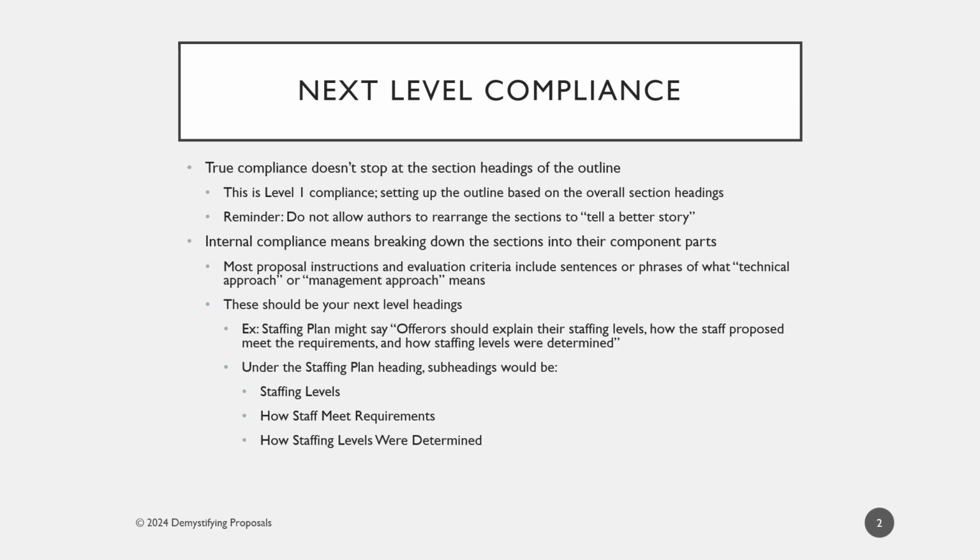So for example, the staffing plan might say, quote, "Offerors should explain their staffing levels, how the staff proposed meet the requirements, and how staffing levels were determined." So under your staffing plan heading, the subheadings would be staffing levels, how staff meet requirements, how staffing levels were determined, so that you are very clear in your headings and your subheadings how you are providing exactly the information that they're asking for.